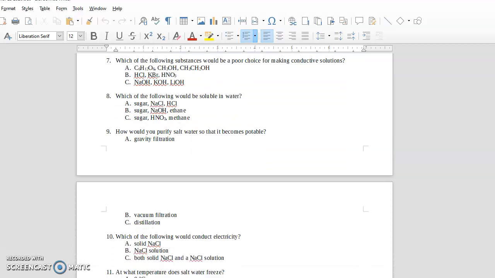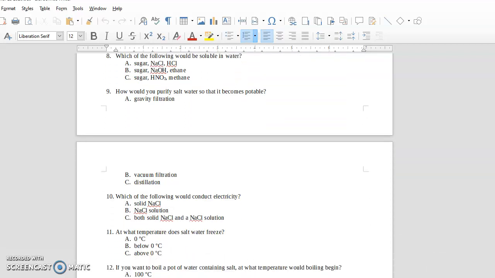Going on then to 9, how you purify salt water so it can become potable. And the answer to number 9 is C. What you would do is you would distill it, leaving the salt behind. Number 10, which of the following would conduct electricity? And that would be letter B, sodium chloride solution.